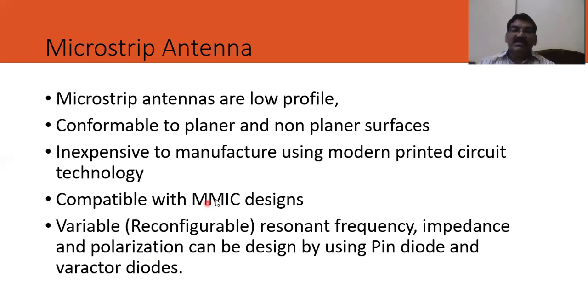To achieve this, the different polarizations can be achieved by using various devices. As I told here, MMIC technology is compatible. So by using MMIC or HMIC, simply having the PIN diode or the varactor diode, you can do the frequency reconfiguration, then impedance as well as polarization reconfiguration, that is, variable impedances and variable polarization can be achieved. So these are the advantages or the introduction for the microstrip antenna. Now we will go for the next.